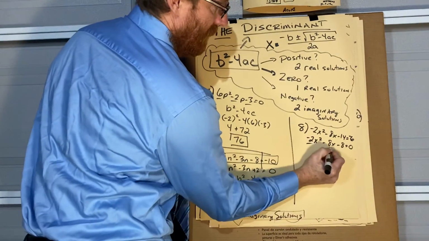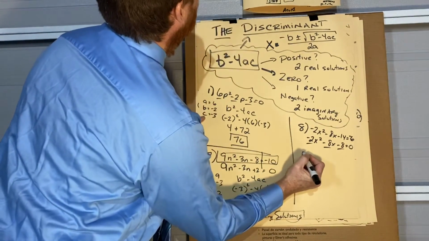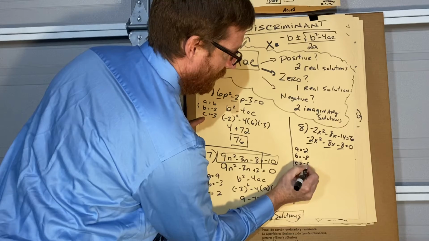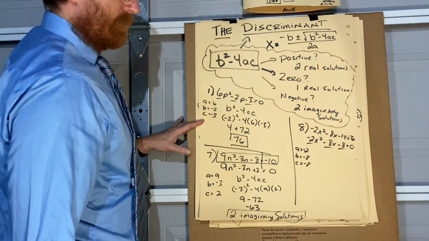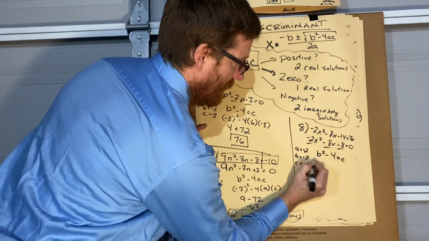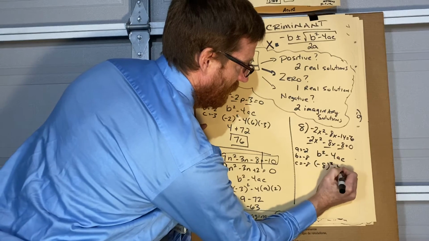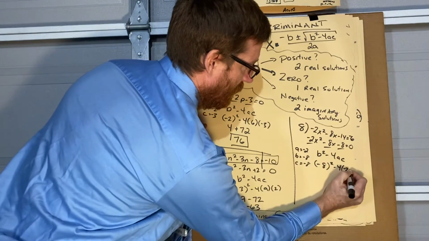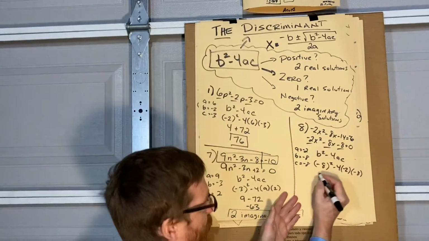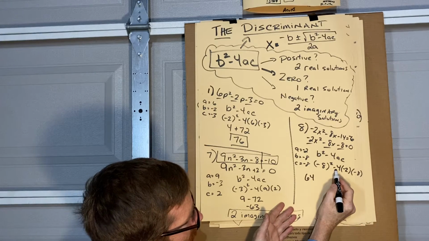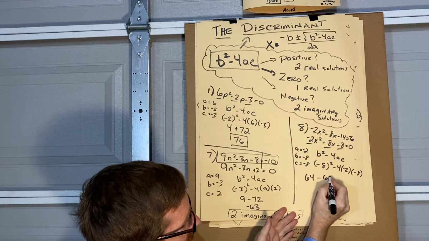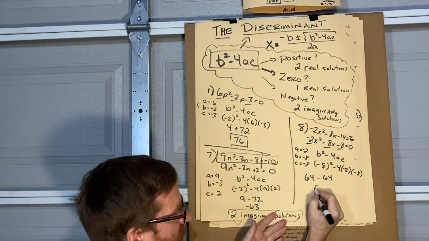Now I have my A, my B, and my C. A equals negative 2, B equals negative 8, and C equals negative 8 this time. Plug those into B squared minus 4AC, and I get negative 8 squared minus 4 times A, which is negative 2, times C, which is negative 8. Coming down here, 64. Negative 4 times negative 2 is positive 8. Positive 8 times negative 8 is negative 64. Notice that: 64 minus 64 is 0.